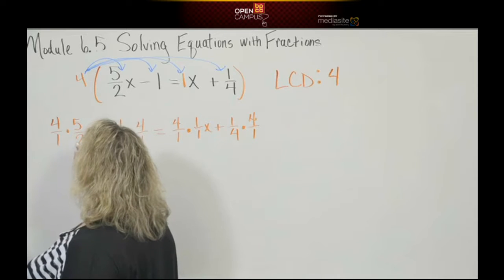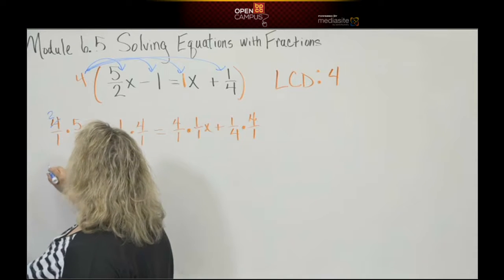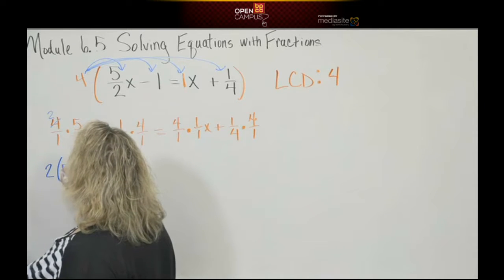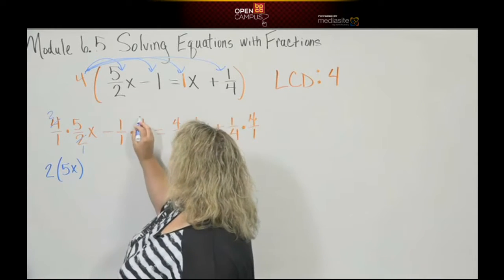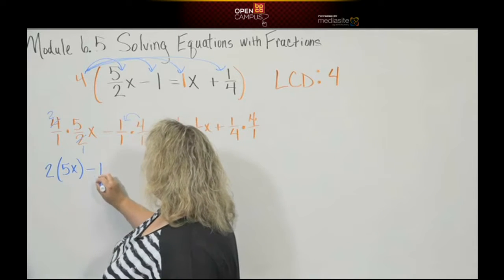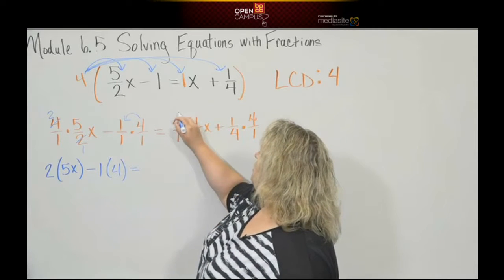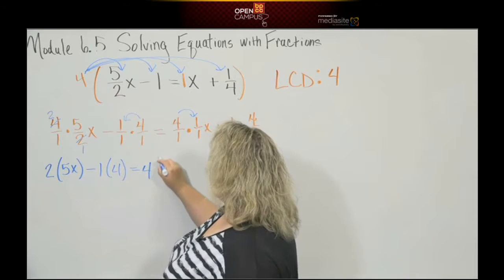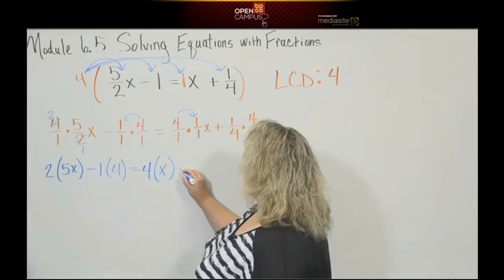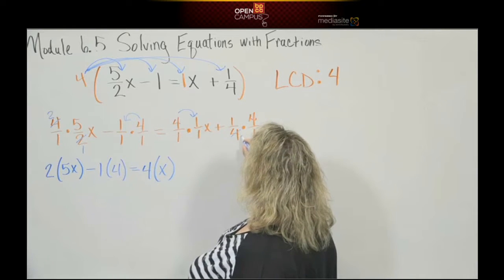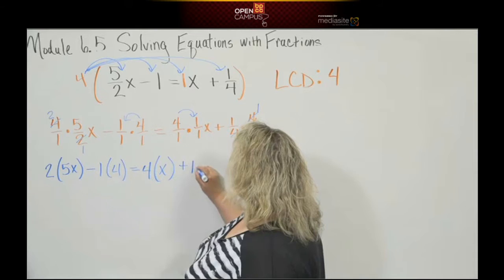All right, now let's do our reducing. 2 divides into 2 once, 2 divides into 4 twice, so that leaves me a 2 times a 5x. Minus, nothing over here reduces, so I just have 4 times 1, so I have negative 1 times 4, and that's equal to, nothing over here reduces, so I have 4 times 1x there, and if you want to put a 1 in front of the x, you can totally do that, it doesn't make it wrong. And then here, 4 divides into 4 once, 4 divides into 4 once, so that leaves me a positive 1 times 1.